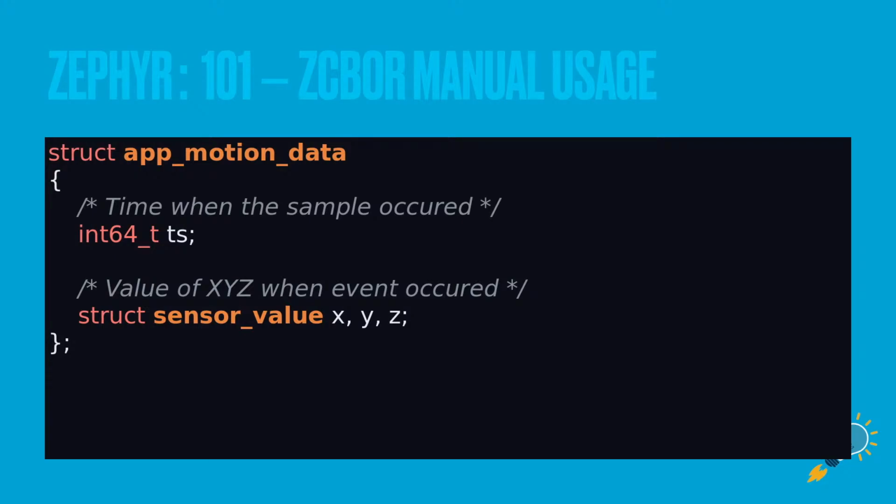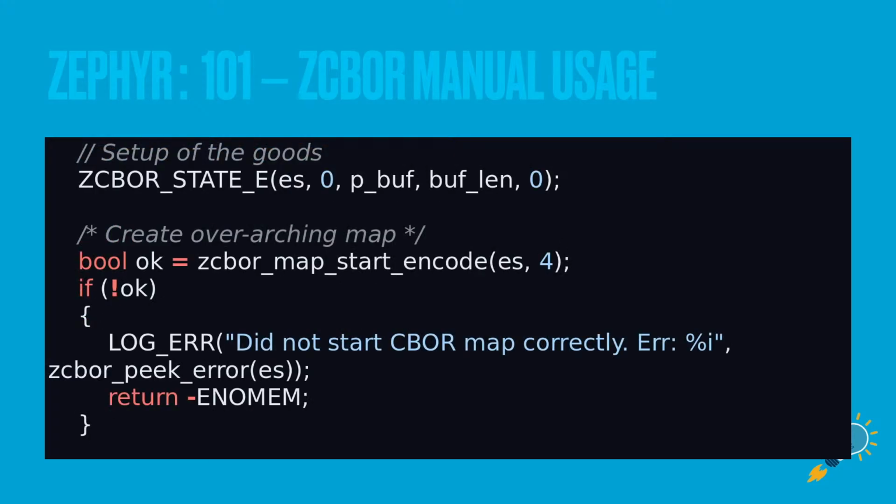Here is another example struct. I've reduced the amount of complexity just because it's a little easier to get across to you guys. We have an app motion data structure with a timestamp and then the XYZ values of an accelerometer. So we're taking the accelerometer reading, and we want to encode that into a binary blob, a Zcbor, which can be consumed somewhere else on the back end, decoded and used however necessary.